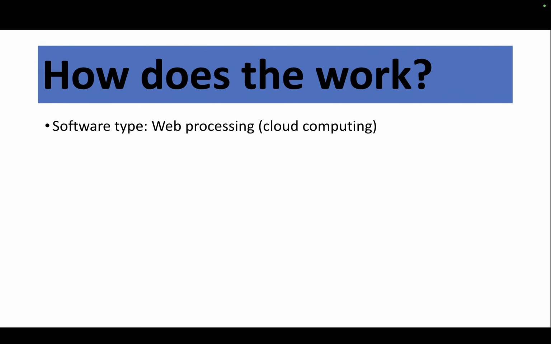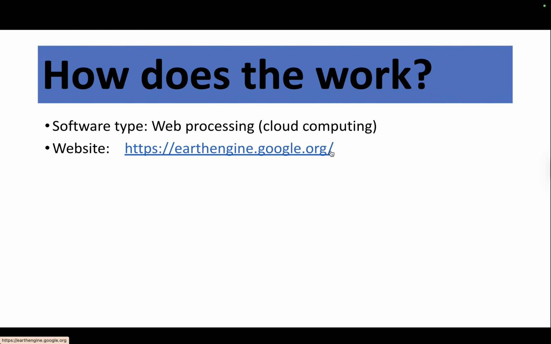Suppose I need a Landsat image, so I just write the code asking for a Landsat image. This code sends a message to the server, and in a matter of seconds the server sends me the Landsat image and we can easily visualize it. So it's cloud computing, a cloud based platform, and this is the main website, earthengine.google.org. Accessibility must be online. Without online connectivity we cannot use the Google Earth Engine.